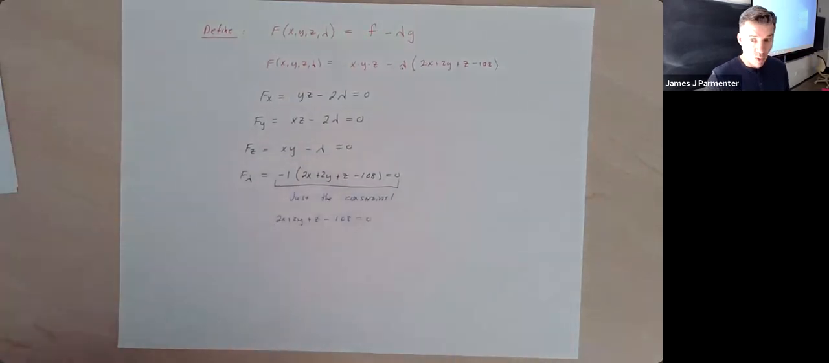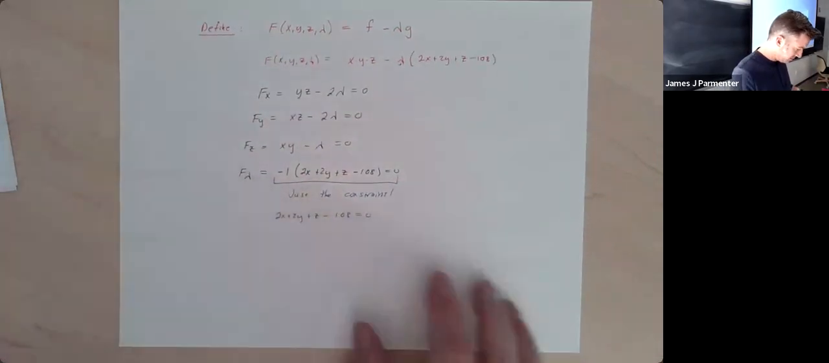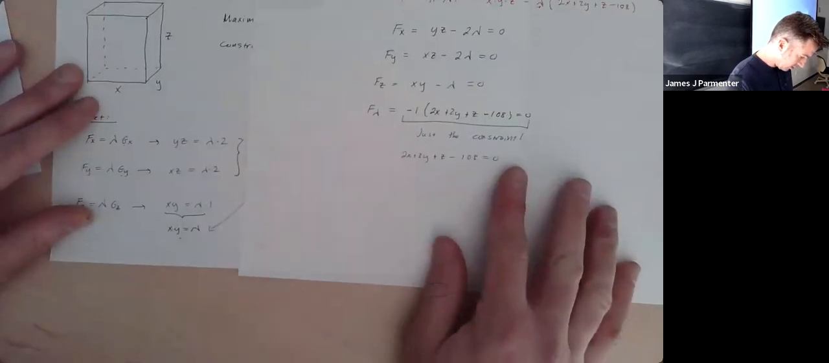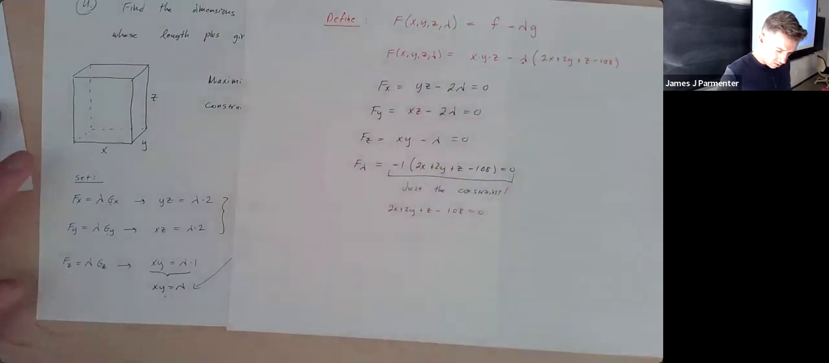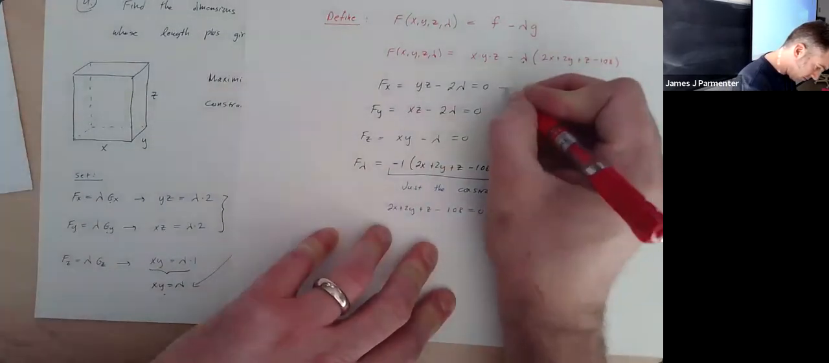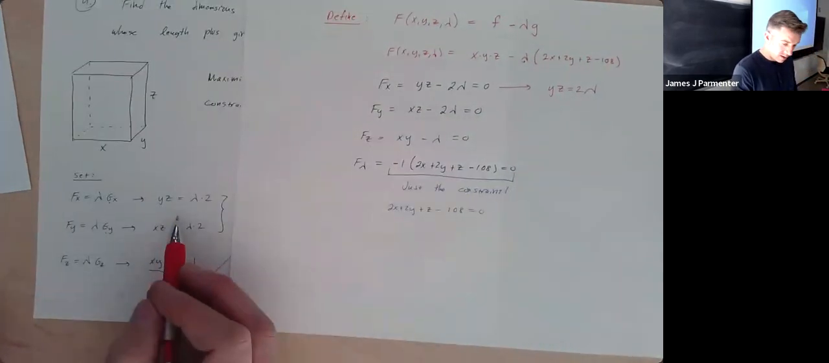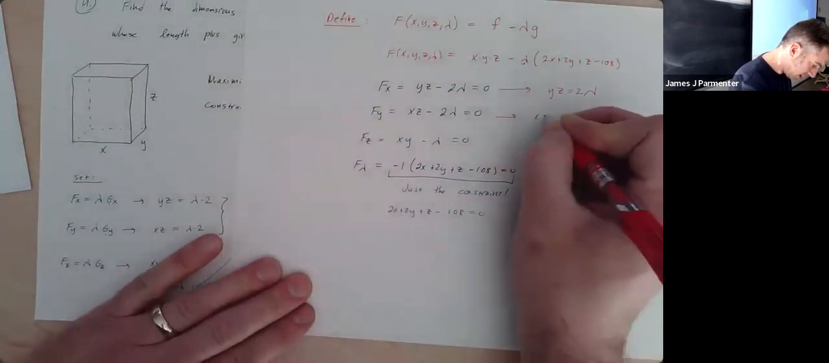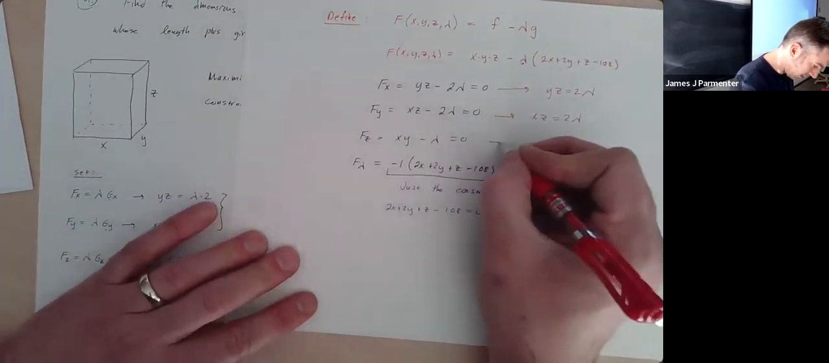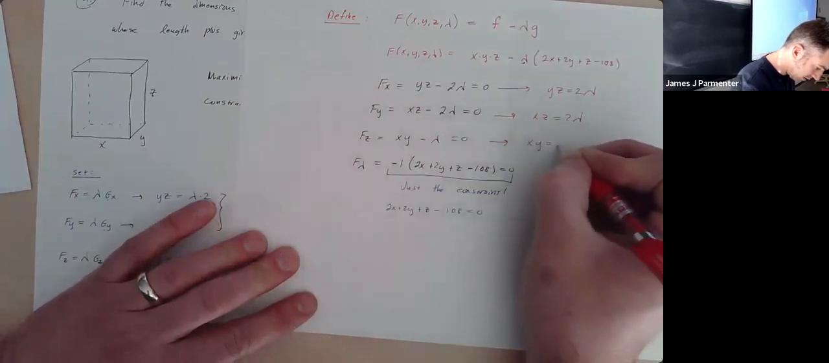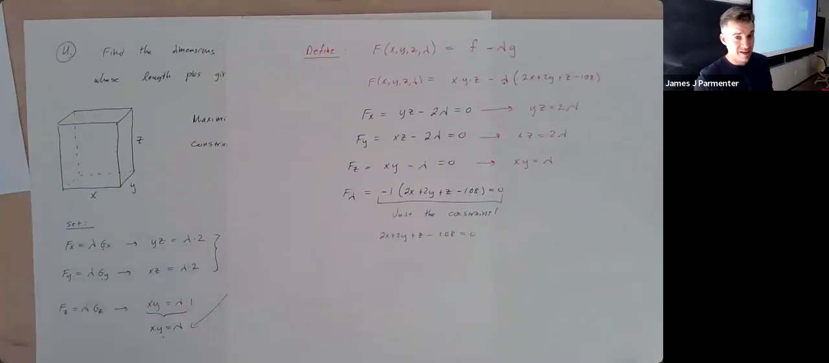What I want to point out here is that these equations are exactly the same as these equations over here, right? I've got yz minus 2 lambda equal to 0, or in other words, yz equal to 2 lambda. Same as I had over here. I've got xz equal to 2 lambda. Same as I had over here. And I've got xy equal to lambda. Same as I had over here. So whichever way you do this is totally fine. You end up getting the same stuff.